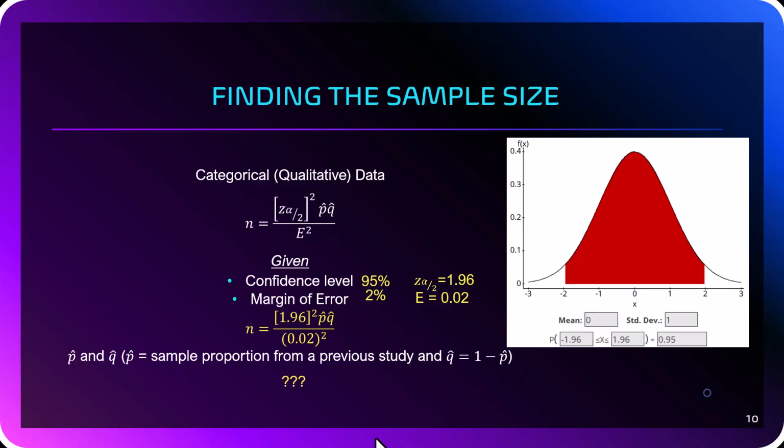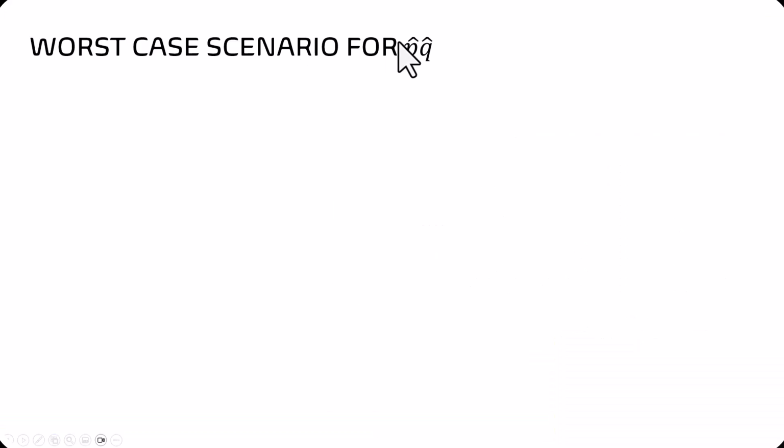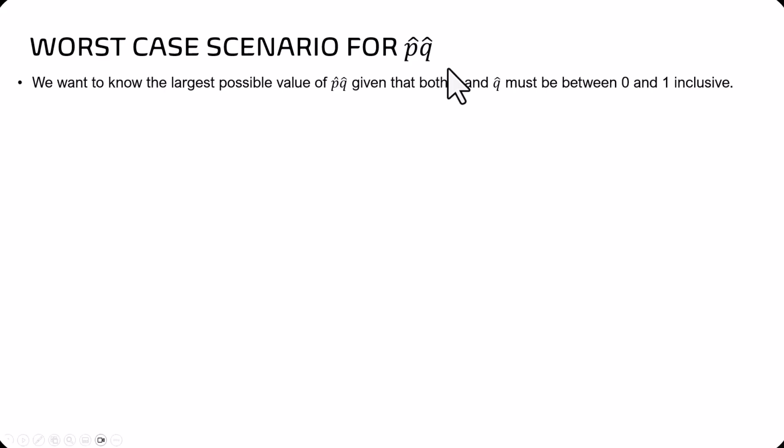So what are we going to do next? Just pause this video and think about it. What would you do if your boss was demanding you to find the sample size and you weren't given all the information you needed? What would you do? Well, what we do is we take the worst case scenario. In other words, what is the largest value that the product of p hat and q hat could assume?